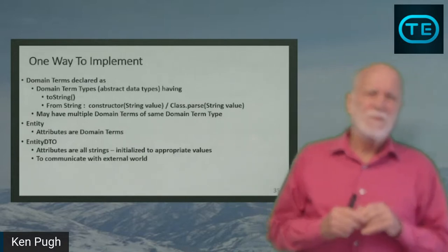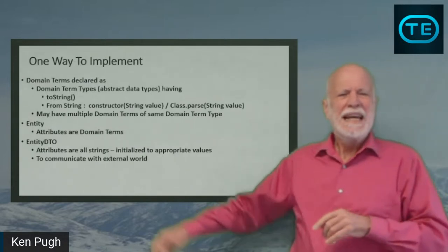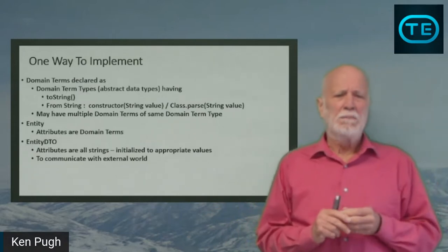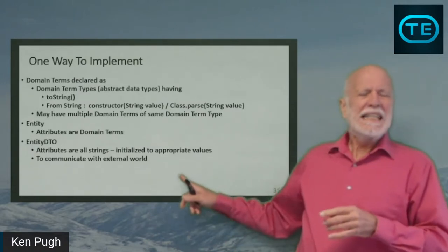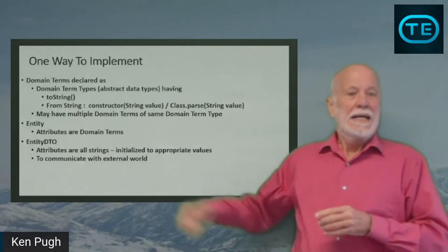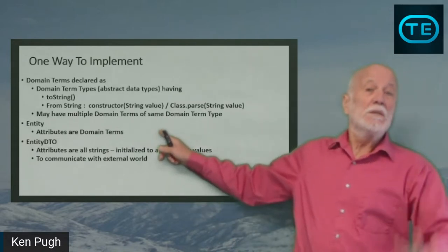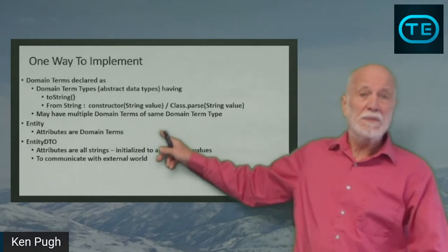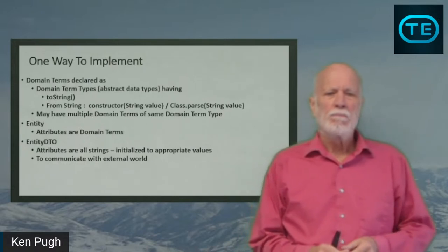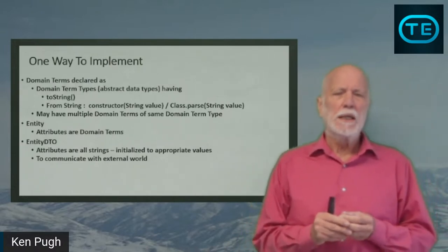And now, I tend to add one more thing, an entity DTO, data transfer object. The attributes are all strings. In the entity itself, they are going to be abstract data types. In the DTO, it's a string that's initialized appropriately.